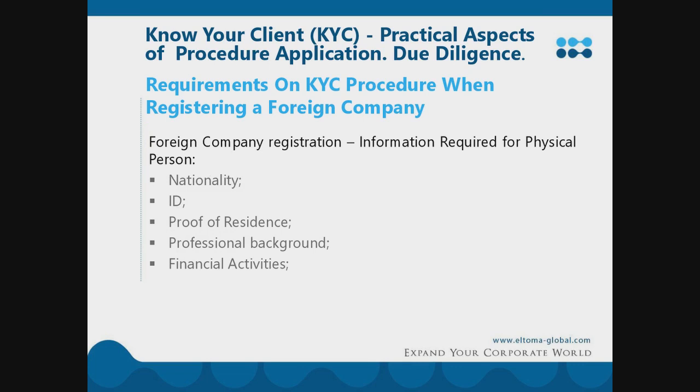If we are talking about a physical person, the next information you will need. First of all, his nationality, also ID, so his documents like passport, internal passport, driving license, proof of residence such as a utility bill, bank reference letter, or any other document, rental agreement, professional background, his CV, and financial activities. Again, a bank reference letter could help you with this.